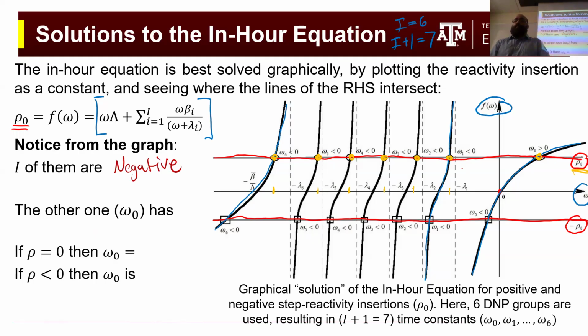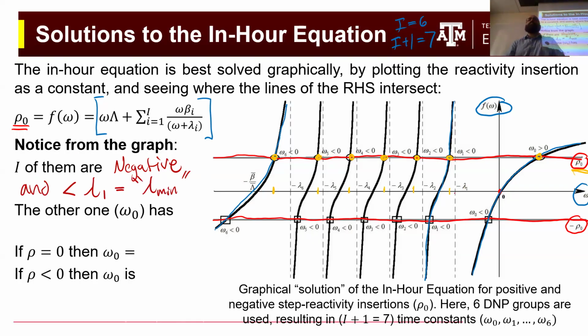And notice that on this graph, the vertical asymptotes correspond to the lambdas for each delayed neutron precursor group. So this vertical asymptote corresponds to lambda 1, then we have lambda 2, lambda 3, lambda 4, all the way up to lambda 6. All of these negative time constants are also less than lambda 1, which is what we call lambda min.